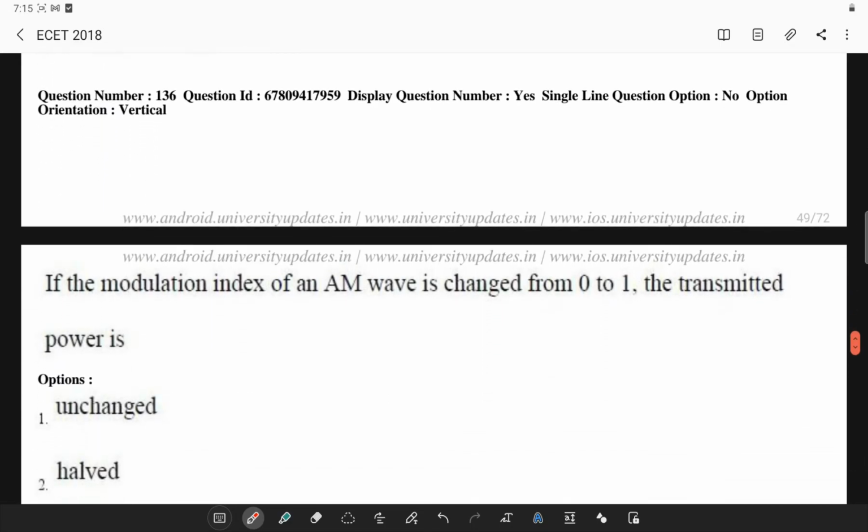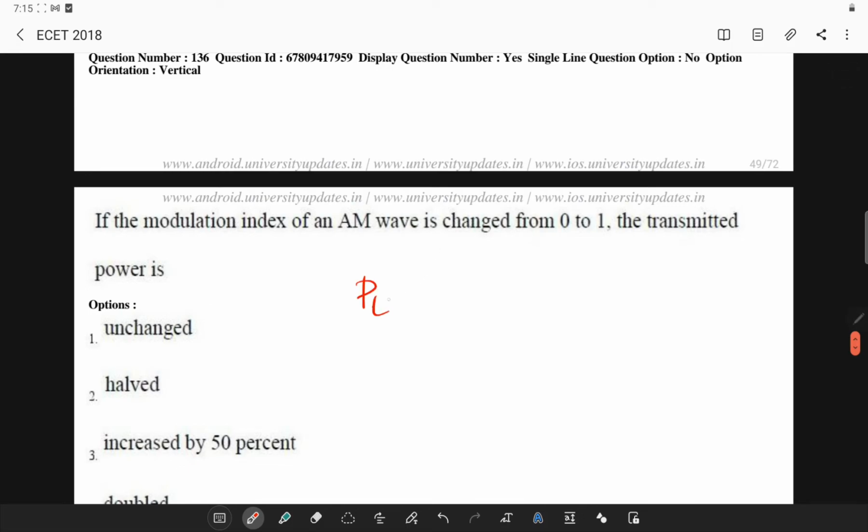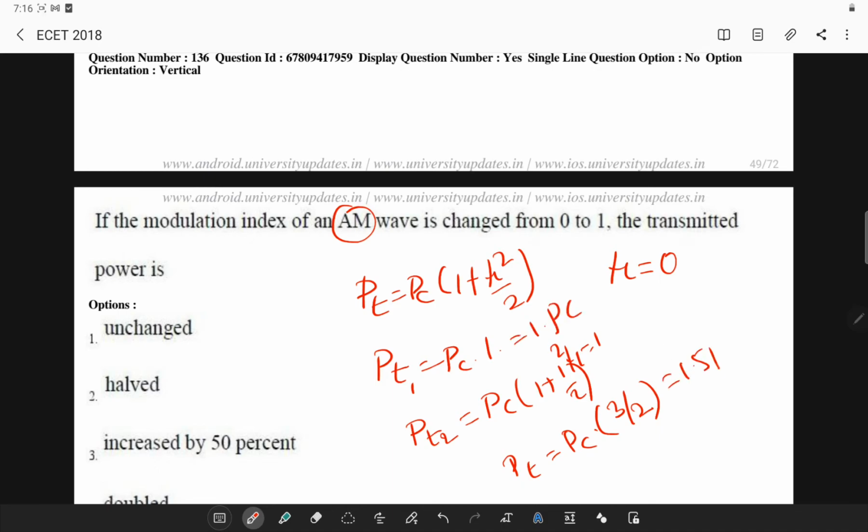Next, we have a formula Pt is equal to Pc into 1 plus mu square by 2. The question is related to AM. He's saying mu is 0 in the first case, so Pt is equal to Pc into 1, whereas in the second case it is Pc into 1 plus mu square by 2, where mu is given as 1. So in the second case Pt is Pc into 3 by 2. So this is 1 into Pc, whereas this is 1.5 into Pc.